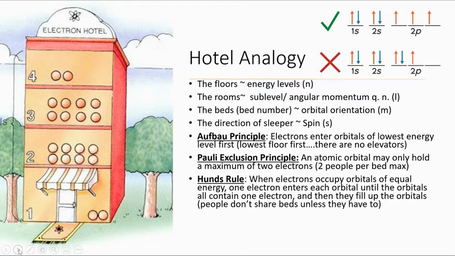And then Hund's rule says that electrons are going to occupy orbitals of equal energy first, and one electron is going to enter each orbital first, until all of the orbitals have an electron in them.